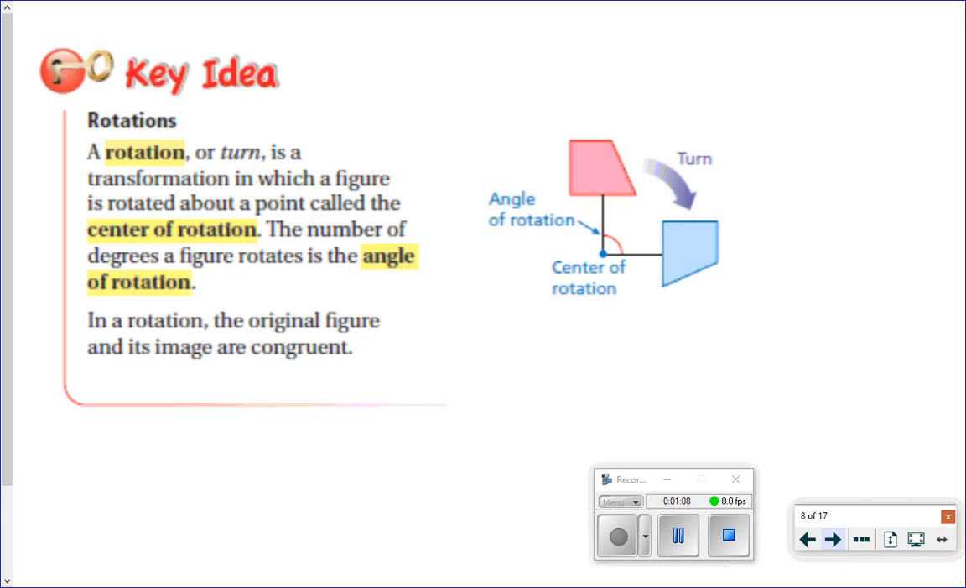So our key idea: rotation is a turn. It's the type of transformation in which a figure is rotated around a point called the center of rotation. And the number of degrees a figure rotates is called the angle of rotation.